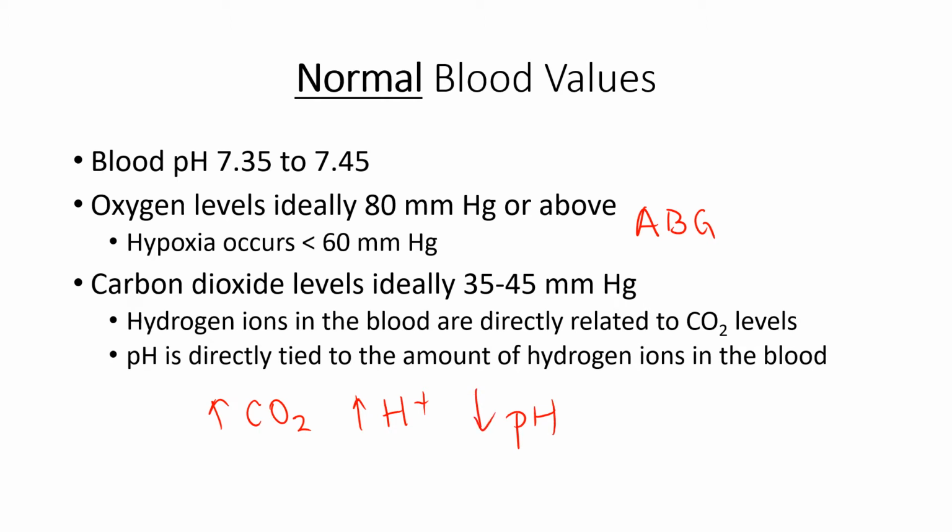Okay? Let's think of this. The less carbon dioxide you've got in your bloodstream, directly related to the amount of hydrogens, so you're going to have less hydrogens. The less hydrogens you have in your bloodstream, the higher that pH goes. Okay? So that's just how you want to think about this stuff. Now, this is all normal information here. What we're going to do is talk about how breathing or respiration rates can change these normal blood values.